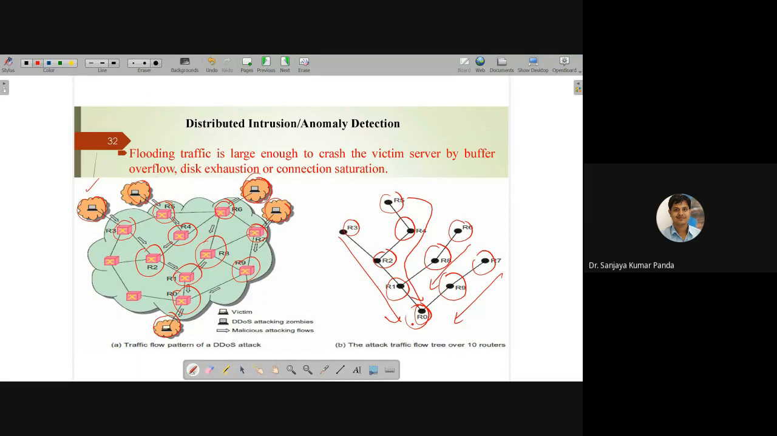They can flood the packets or launch some kind of attack so that the services provided by this particular victim do not reach the customers. The flooding traffic is large enough to crash the victim server. Suppose it can provide services to 5 customers, and 4 requests have already come from the same attacker, so it can provide services to only one customer. As they increase the flow, it is going to crash the victim server. Either the flow buffer of the victim overflows, or resources are exhausted, or disk is exhausted, or connection saturation happens, so that the service is not going to be available.